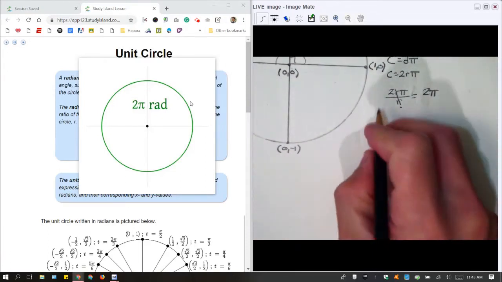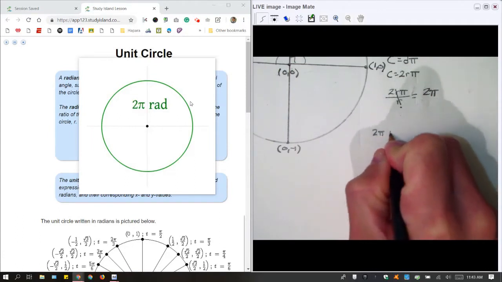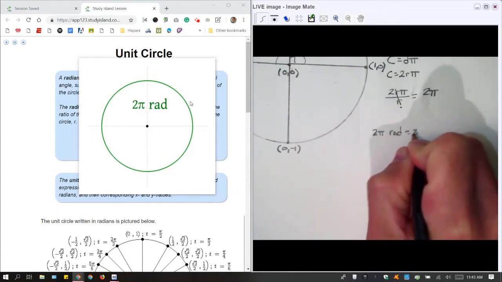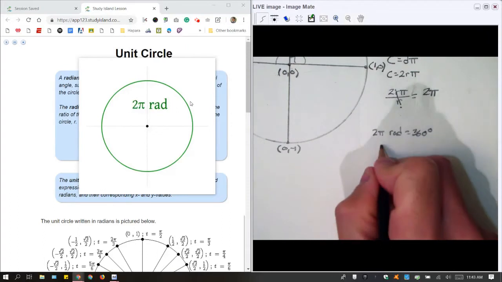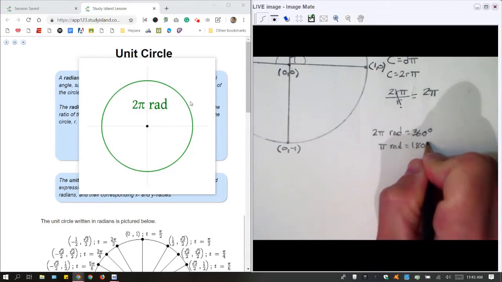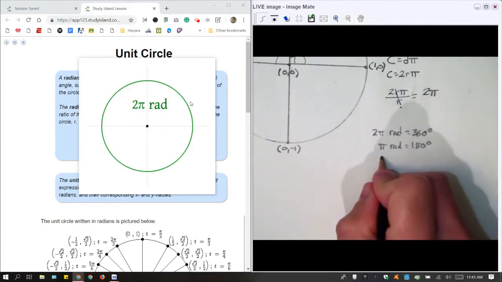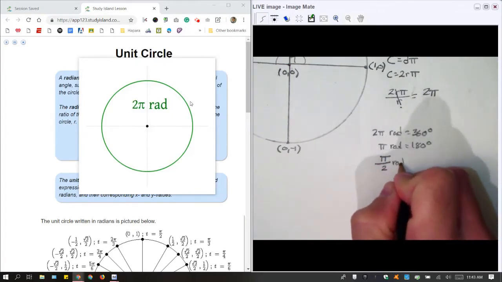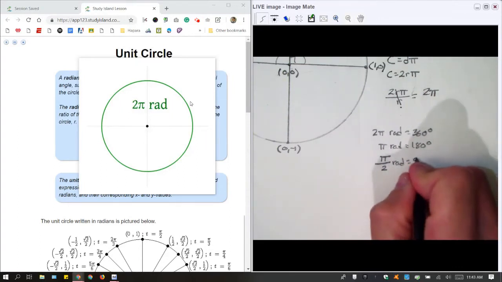If you've got 2 pi radians, that's 360 degrees. Divide both sides by 2. That gives you pi radians, which is equal to 180 degrees. What if you divide that by 2? That would have pi over 2 radians equals 90 degrees.